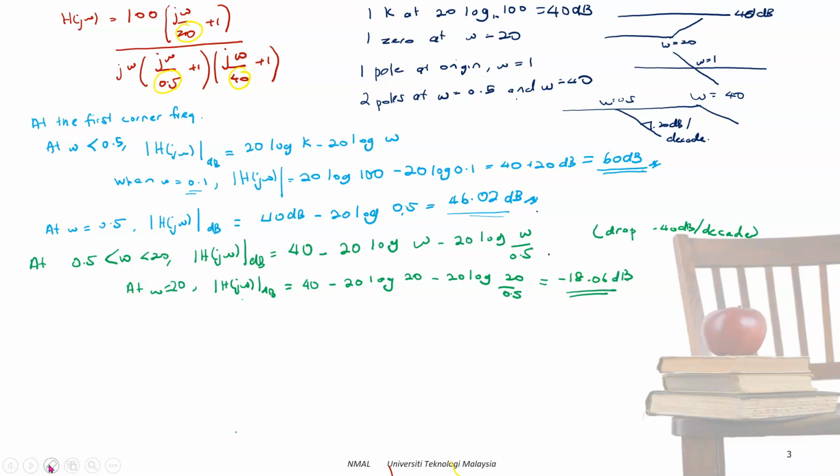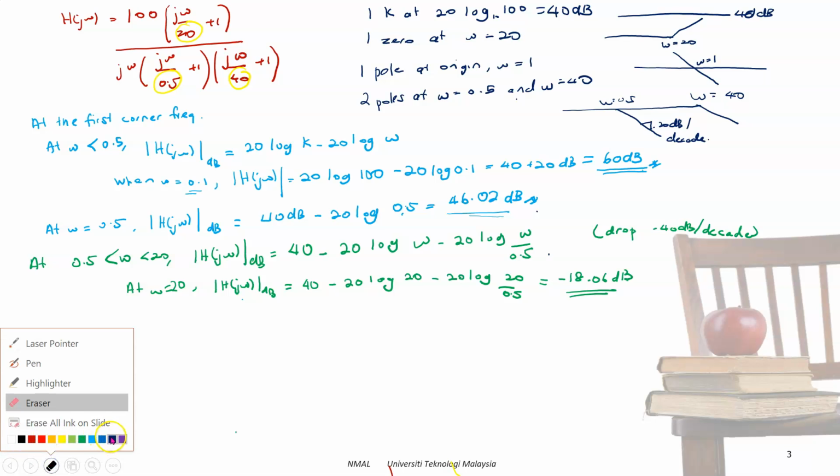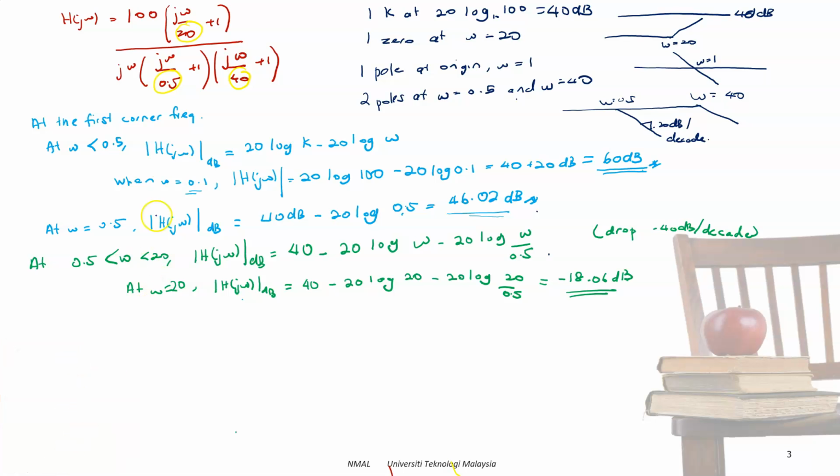Okay, now we want to consider another corner frequency. So the next corner frequency here after 0.5 is 20. Okay, it's 20 because there will be changes at omega equal to 20.